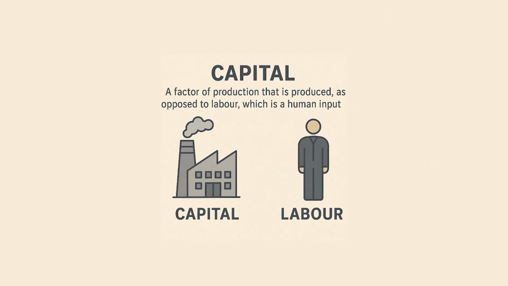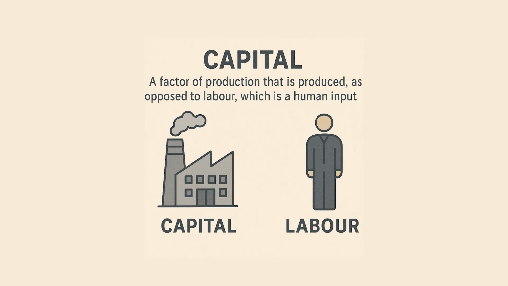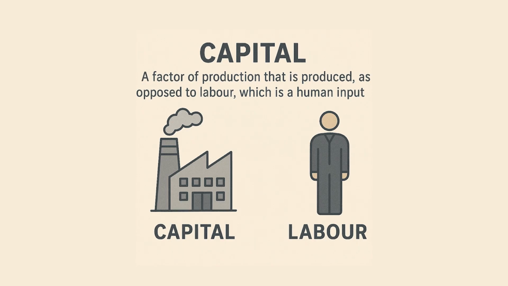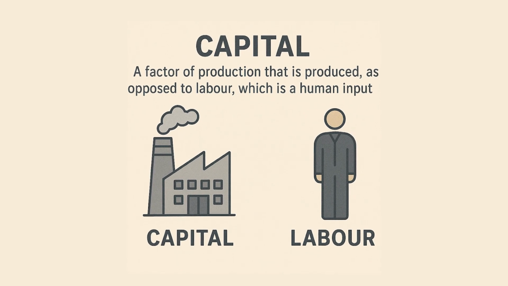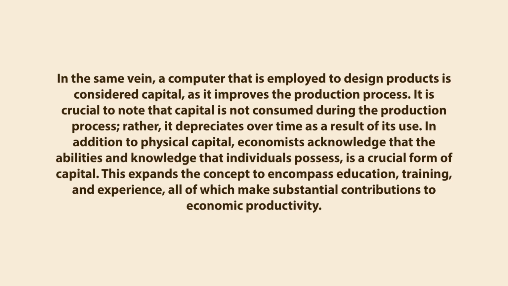Capital is a factor of production that is produced as opposed to labor, which is a human input. For example, a factory is a produced commodity that contributes to the production of other products. It is considered capital. In the same vein, a computer that is employed to design products is considered capital, as it improves the production process. It is crucial to note that capital is not consumed during the production process. Rather, it depreciates over time as a result of its use.